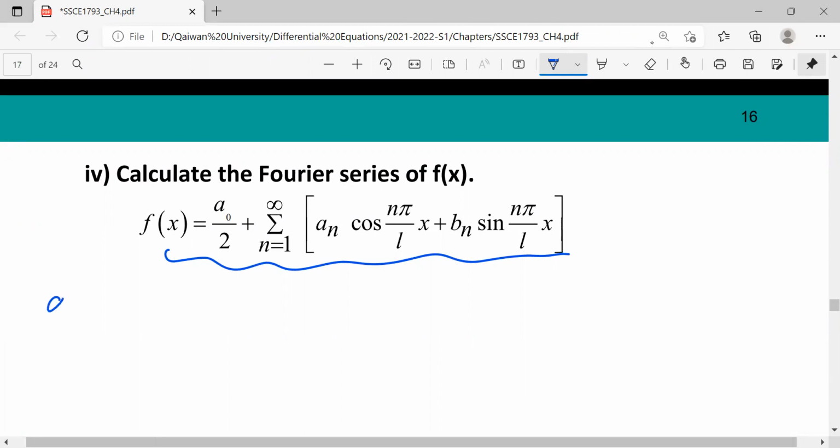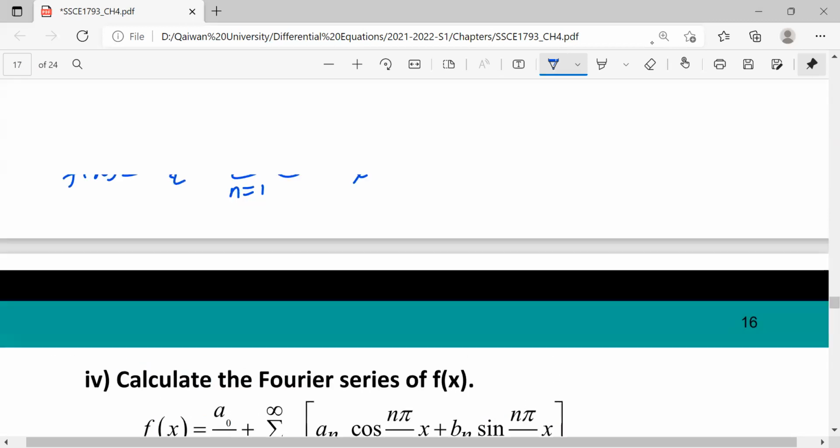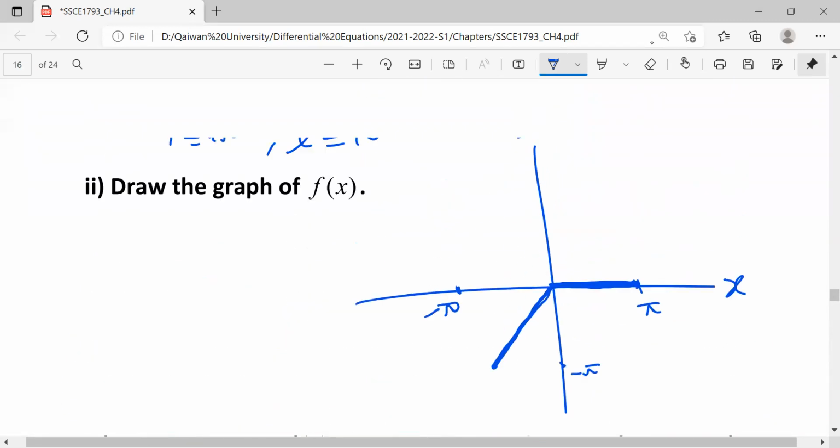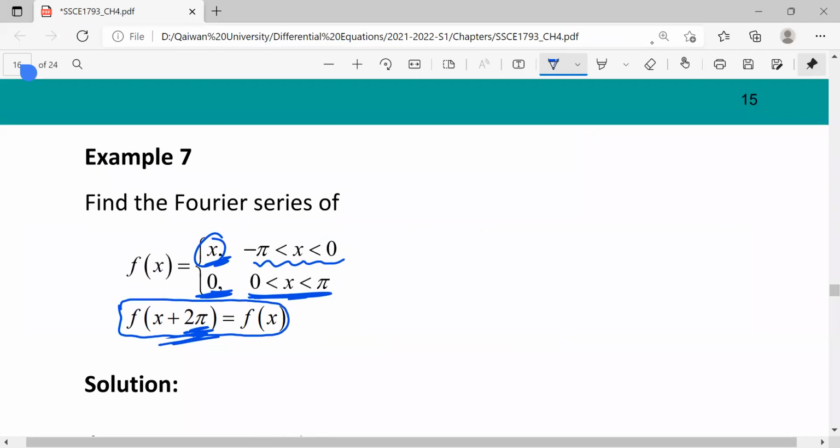Now to find a0 is 1 over L, the integration from minus L to L for f of x dx. But here f of x is two parts. It's two different functions. One of them is x and the other one is 0. For x is from negative pi to 0. Look, here we have these two different functions, x and 0.